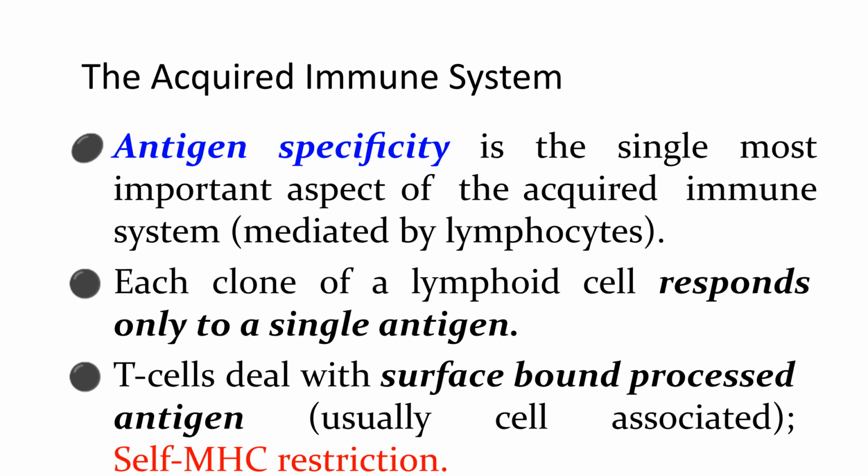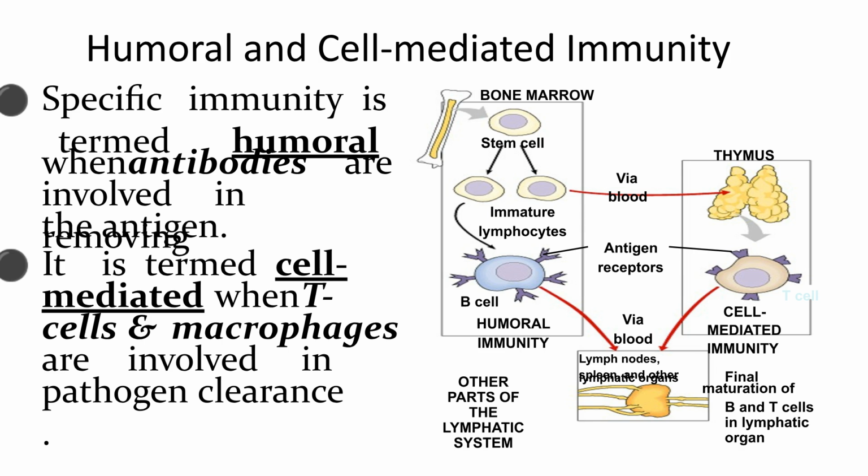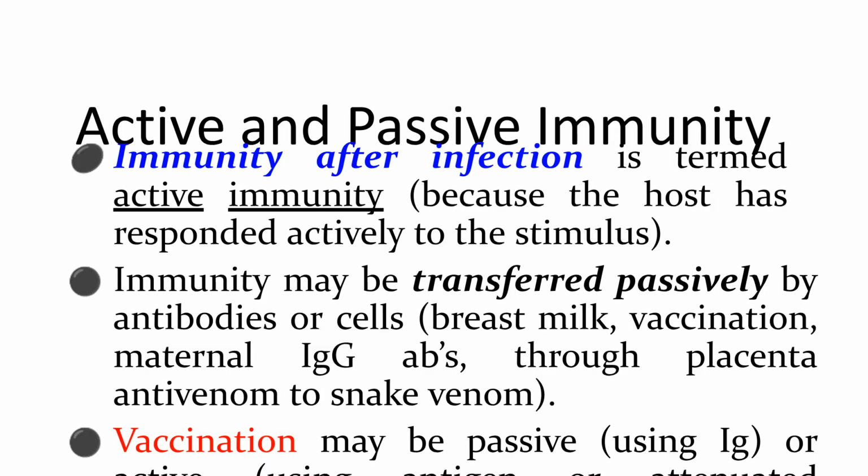T cells handle surface-bound processed antigen, while B cells deal with soluble, extracellular native antigen. Specific immunity is humoral when antibodies remove the antigen, and cell-mediated when T cells and macrophages are involved in pathogen clearance. Stem cells in the bone marrow differentiate into B cells for humoral immunity and T cells, maturing in the thymus, for cell-mediated immunity. Immunity after infection is termed active immunity.